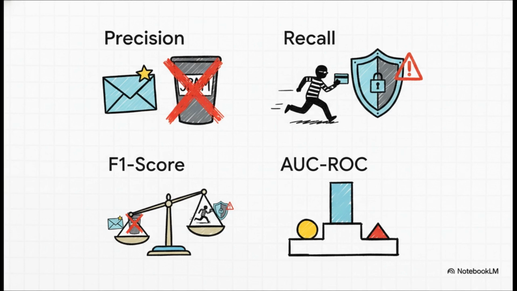Recall asks a different question: of all the spam emails that actually exist, how many did we manage to catch? You use recall when a false negative is the real disaster, like failing to detect a fraudulent credit card charge. Then you've got the F1 score, which is a nice balance between the two, and AUC-ROC, which is a great way to compare different models.